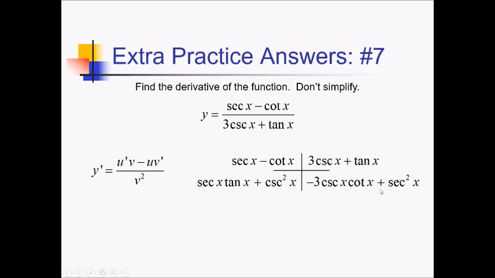I'm not going to say it, just put it in parentheses. All that over v squared, so that's going to be 3 cosecant of x plus tan of x, quantity squared down there. And this is where you really take their word for it when they say don't simplify.